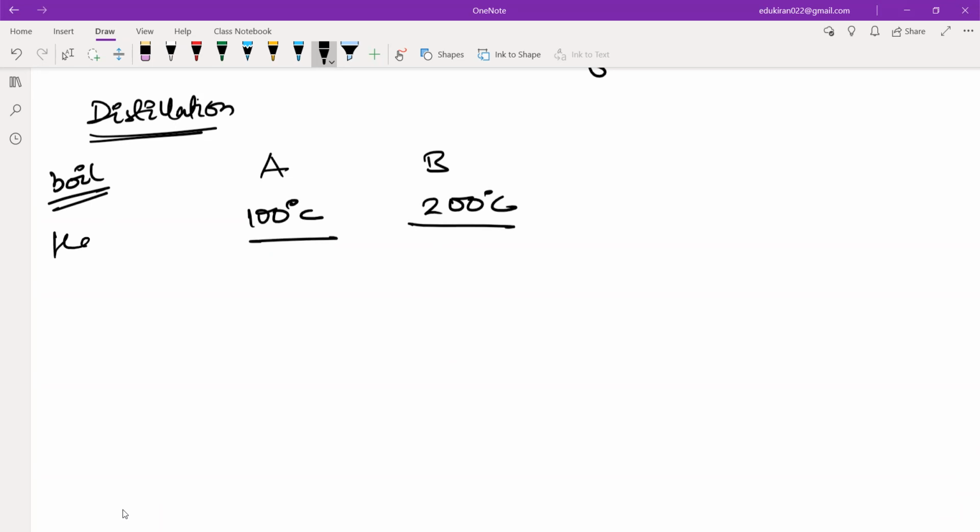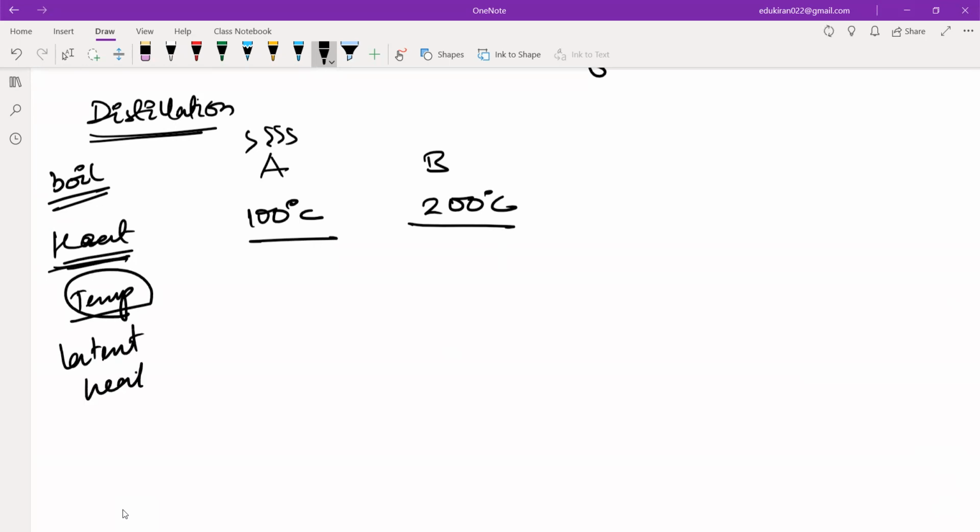When we are heating something, then the temperature will go from 10, 20, 30, 40, 50, 60, 70, 80, 90, 100. Now, as soon as 100 is reached, A will start to boil off. Now, please remember, even though we are heating, still the temperature will not increase, right? The temperature will not increase. Why? Because of latent heat.